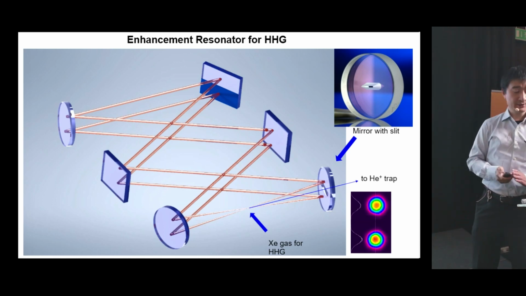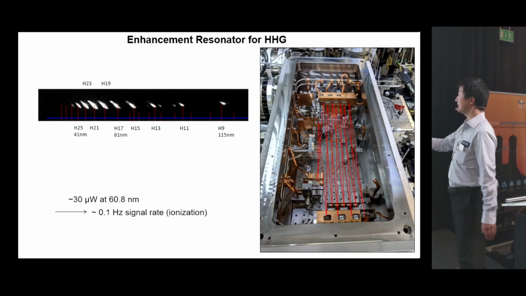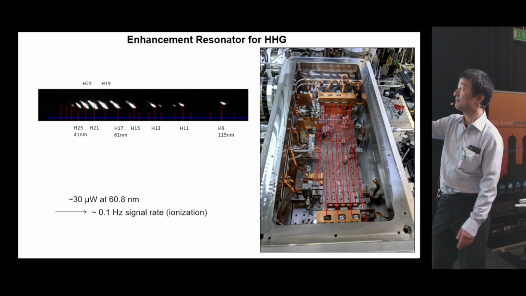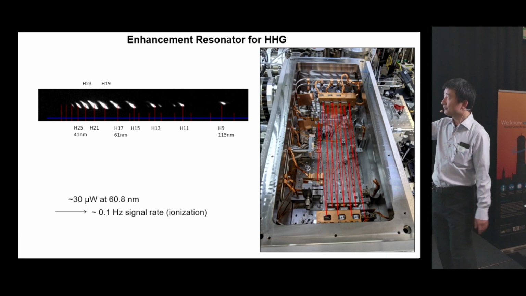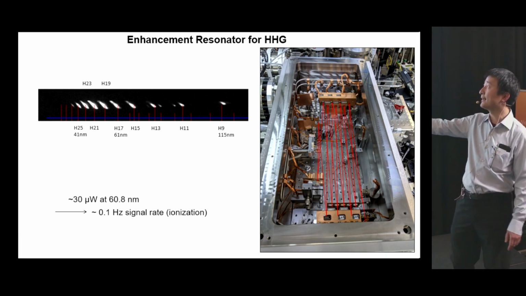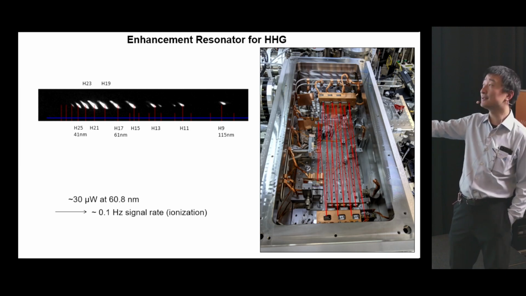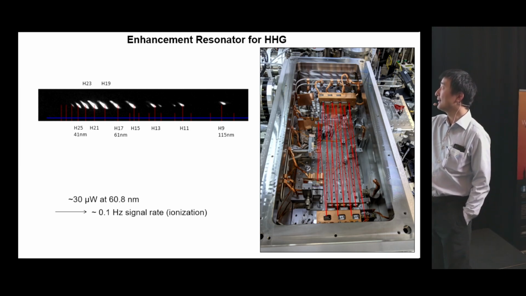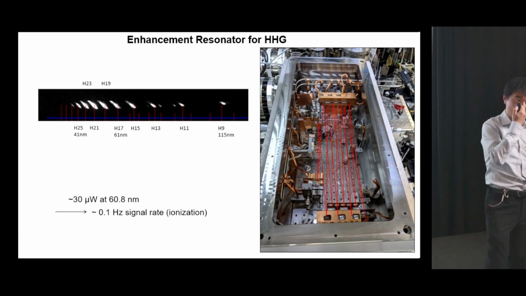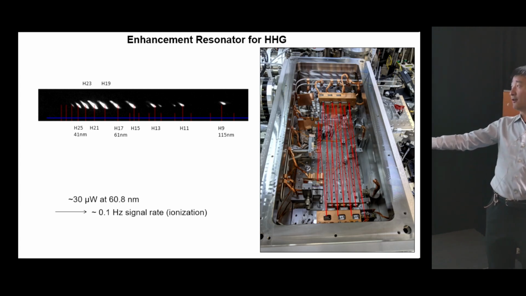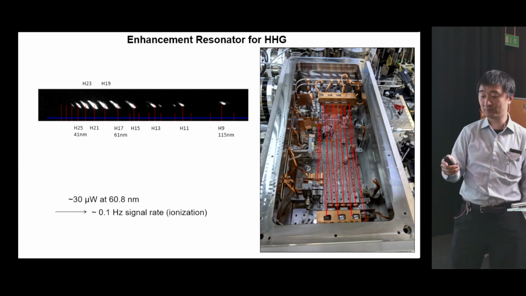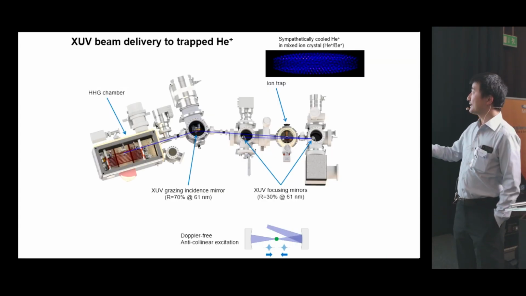Okay, so this is how we generate 61 nanometer frequency combs. This is the actual setup in the lab inside the vacuum chamber, and this is the spectrum of the XUV frequency combs. We produce the XUV combs below even 41 nanometers, and this 17th harmonic at 61 nanometers is the order of harmonics that we would like to use to excite the 1s-2s transition. We have about 30 microwatts of average power at this 17th order, and that should be sufficient to drive the 1s-2s transition.